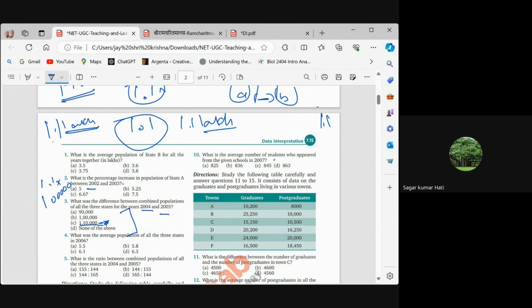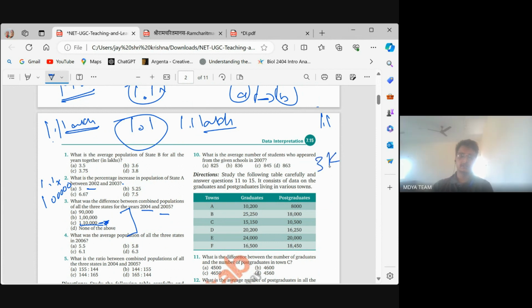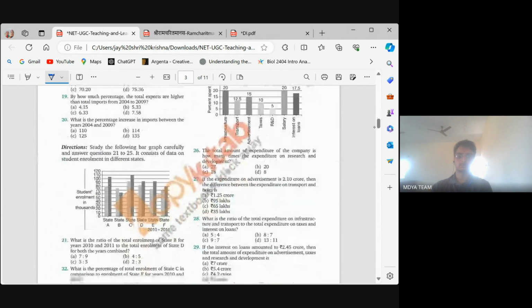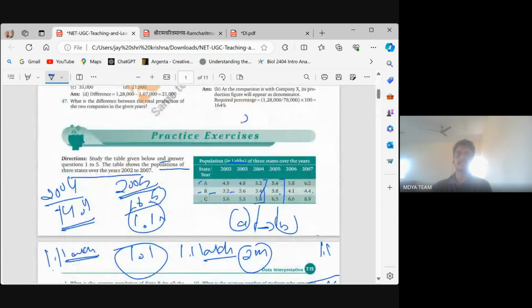Clear, sir. If 3K is written, you can also write it as 3 into 1000 because 1K means 1000. So it is 3000. If 2 million is written, to remove this million sign, you have to multiply it by the same value that 1 million contains. So 1 million is 10 to the power 6, so it will be 2 followed by 6 zeros. Understood?